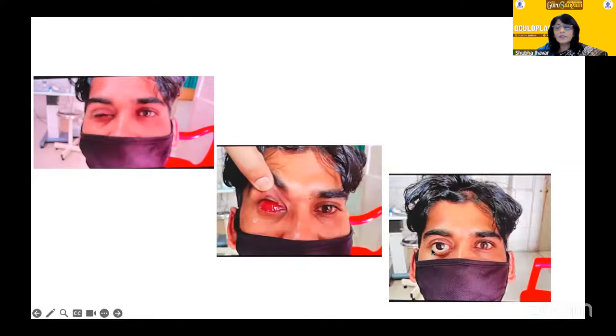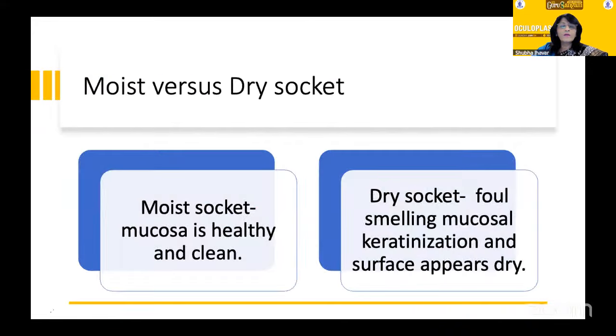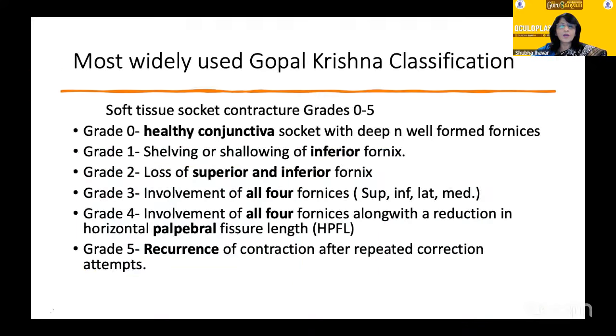Now here there is an inferior scleral show that shows that the lower lid is lax. And so this is what we need to assess while evaluating with the prosthesis. Then you must also evaluate moist versus dry socket. So moist is where the mucosa is healthy and it is clean, and dry where the mucosa is foul smelling and keratinized and the surface appears dry.